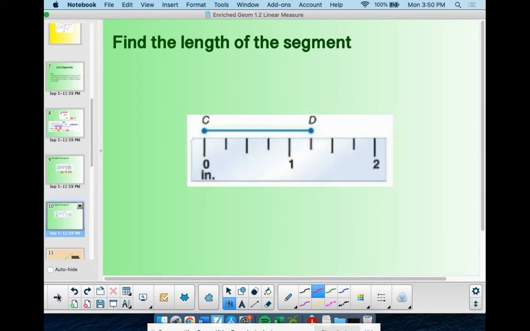We'll try another one here. Find the length of segment CD. So this is an inch, so CD equals, so we have a whole inch here, then it goes a quarter more, so 1 1/4 inches. And again, you guys, I will apologize till the end of time that my board just does not like me. So that's supposed to be 1 1/4 inches.